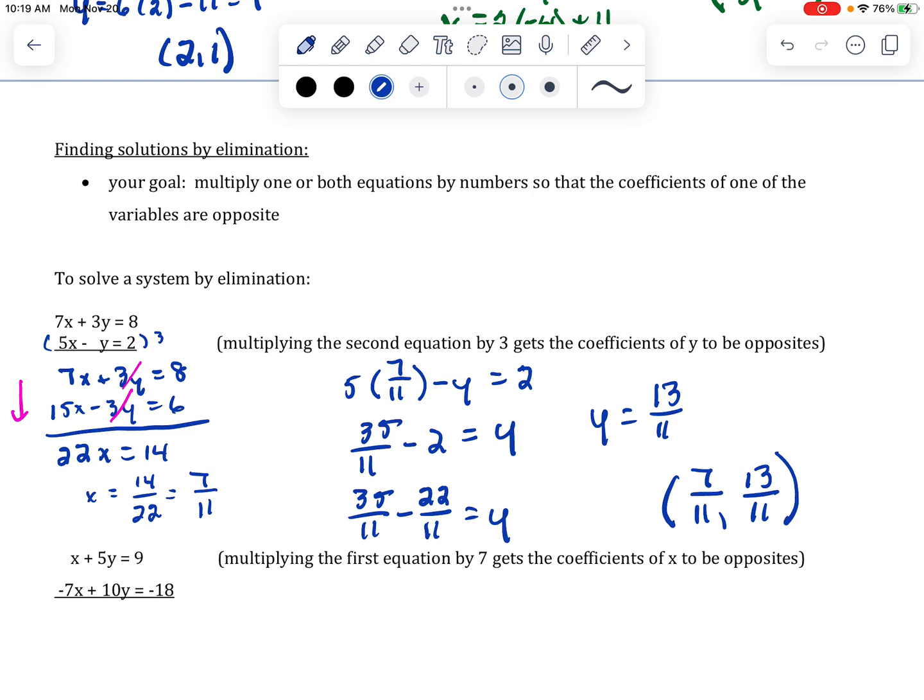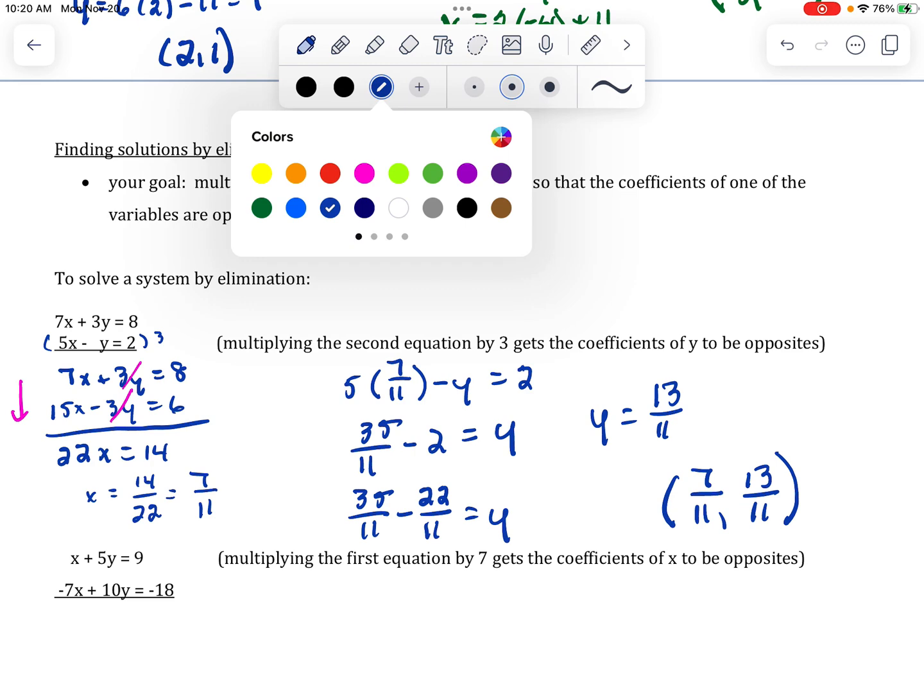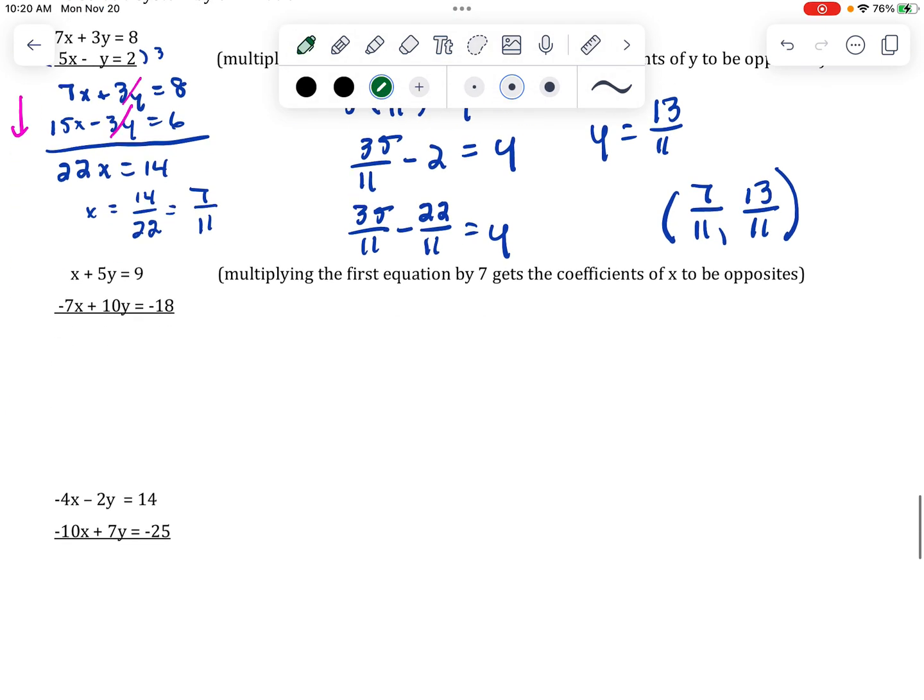Notice we would not be able to solve that by graphing. You could not look at a graph and say, oh yeah, that point's 7 over 11, 13 over 11. No, that's too exact for a graph. Elimination solves it nicely. You could solve it by substitution. This is just another way to solve systems. All right, let's look at the second example.